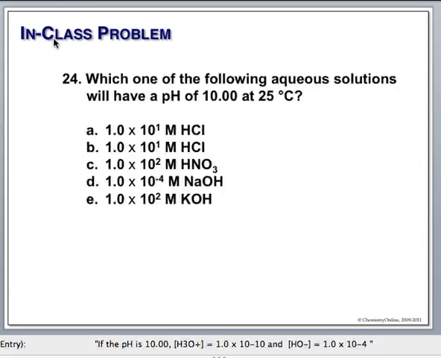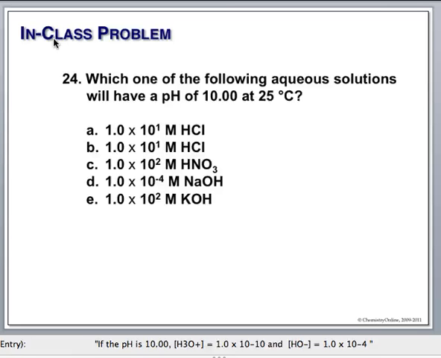Which of these has a pH of 10? If our pH is 10, what's the hydronium ion concentration? 10 to the minus 10 molar, right? Do we see that anywhere? No. This is 0.1 molar acid. That's strong acid, isn't it? So is that. Same thing. So is that.